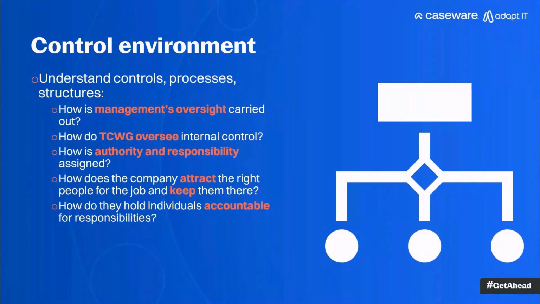Why? Because if the right people are doing the work, you're probably going to get the work done well, correctly. And so your risk of material misstatement is going to be reduced. Then how do they hold individuals accountable to the responsibilities? Well, then the rewards should ideally, of course, be linked to what is expected of them. Again, those bonuses and those things.